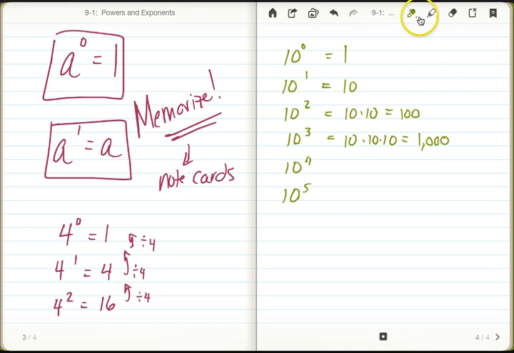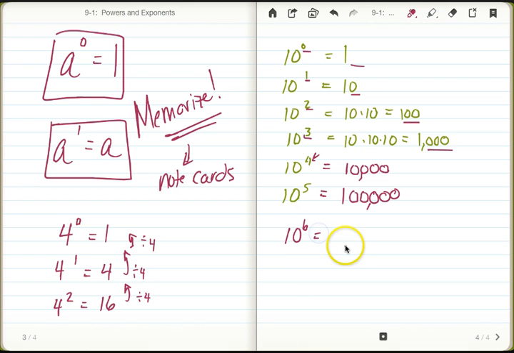10 cubed is 10 times 10 times 10, or 1,000. Do you see the pattern yet? Take a look at the number of zeros you have in your answer and your exponent. What do you see? When you're dealing with powers of 10, it turns out that the exponent tells you the number of zeros you should have after the number 1. So 10 to the fourth should be a 1 with 1, 2, 3, 4 zeros after it, or 10,000. 10 to the fifth is 1 with 1, 2, 3, 4, 5 zeros, or 100,000.